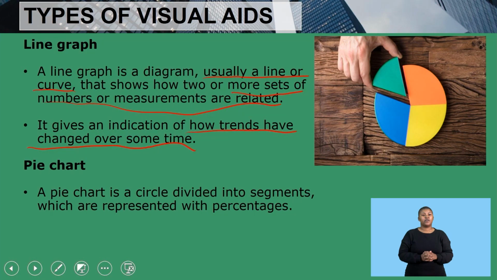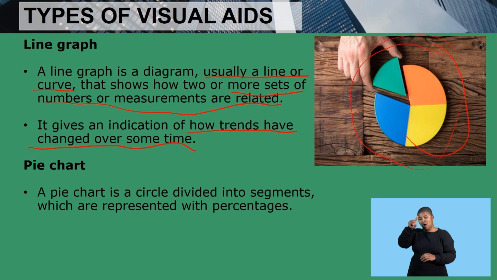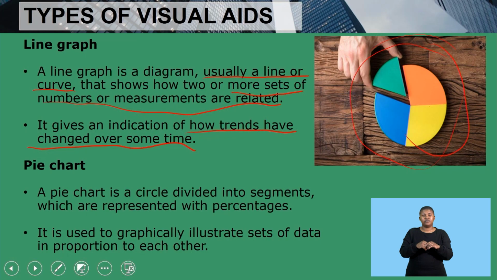Then we have a pie chart. You can even see on our picture there, it's an example of a pie chart. A pie chart is a circle divided into segments, as you can see in this picture, which are represented with percentages. So a pie chart is not only a chart that has equal parts. It depends on the percentages of whatever data you are calculating that is going to show the segments of a pie chart. It is used to graphically illustrate sets of data in proportion to each other.